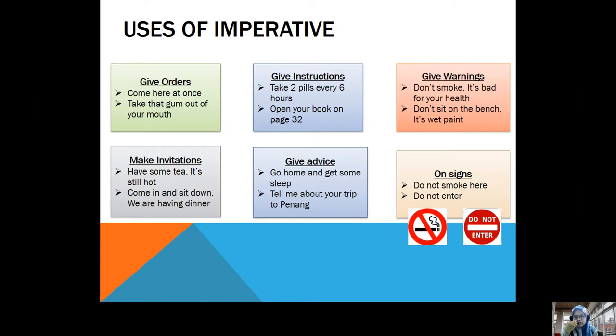Okay, don't sit on the bench. It's wet paint. Okay, sorry, paint pula. On sign, okay, signboard. Kat mana-mana signboard. For example, like in your lab. Okay, kat lab tu banyak signboard. Do not enter. Lagi apa, flammable. And then some signs, they just indicate a picture. But you can understand, or the message behind the picture is understood very well to everybody.